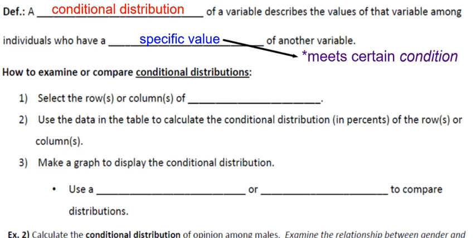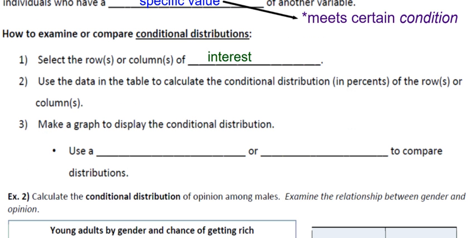So first you will select a row or column of interest. It could be selecting the males and then looking at the distribution of response for just the males. That would be an example of what you would do. So you use the data in the table to calculate your conditional distribution for the row or the column. Then you make a graph, and you can graph it using a side-by-side bar graph or a segmented bar graph.